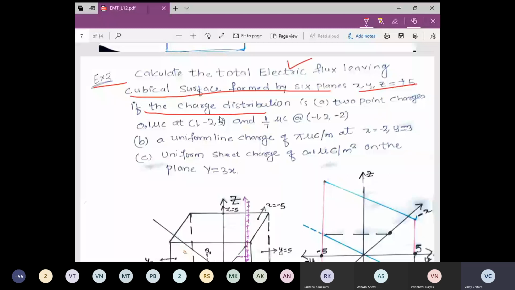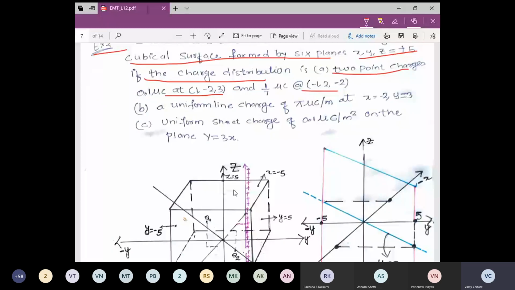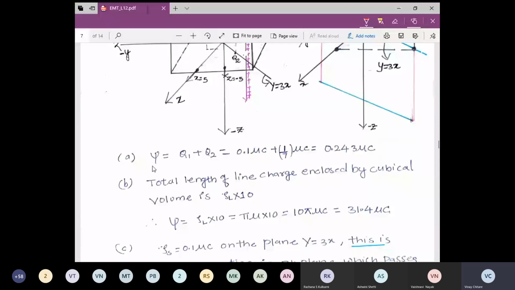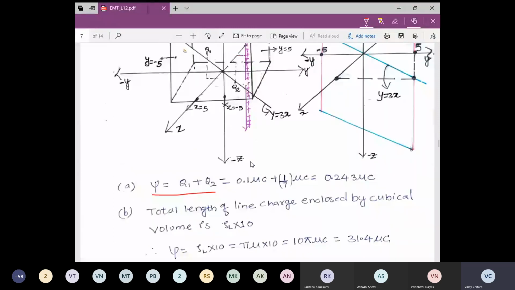In this problem we have to count the total charge trapped inside that closed surface. Part A was two point charges located at these two points. We found that these two locations are inside the closed surface, and hence the flux leaving that closed surface will be Q1 plus Q2.